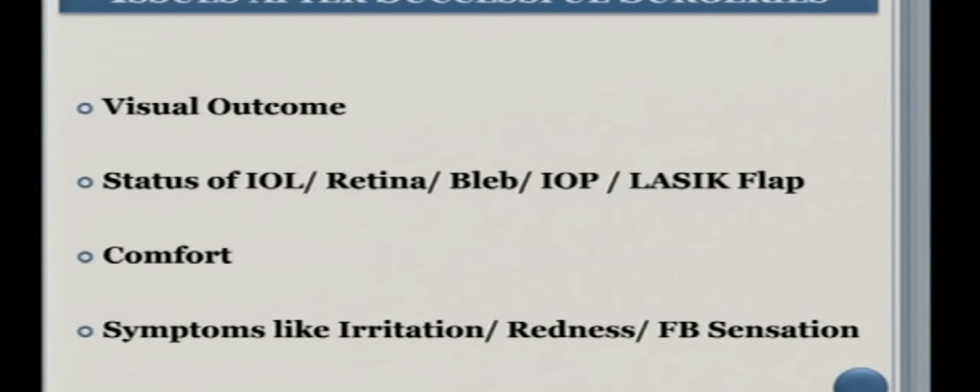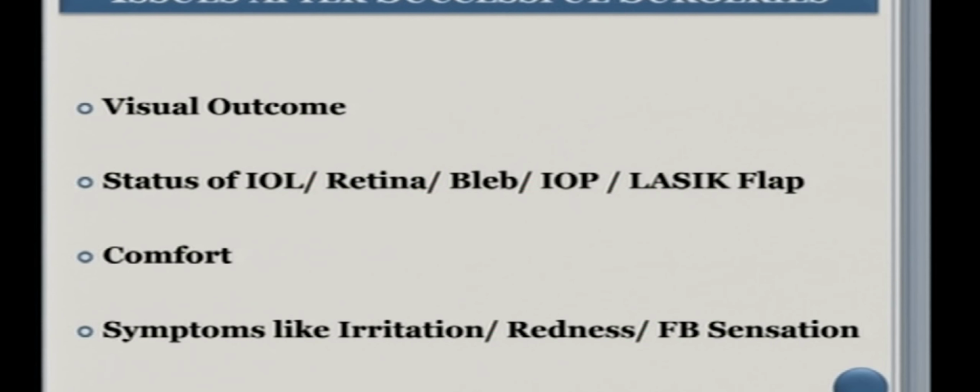And what are the issues that we have after a successful surgery? What we want, as an ophthalmologist, is a good visual outcome, and all of us want that. If we have done a cataract surgery, we want the IOL to be absolutely well centered. If we have done a retinal surgery, then we want the retina to be settled. Glaucoma surgery, we want a nice bleb and a normal IOP. And if we have done a refractive surgery, we want a good visual outcome and the flap to be absolutely normal without any stria or dislocation, etc. And once we get all these things, we are very happy.